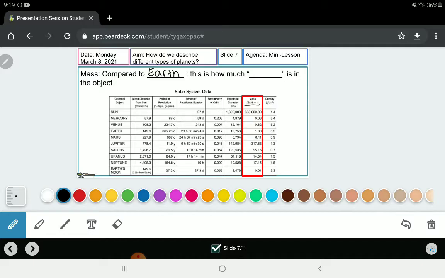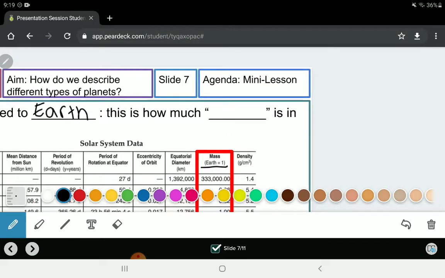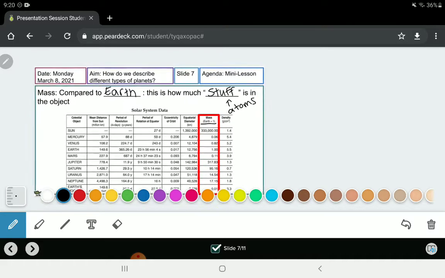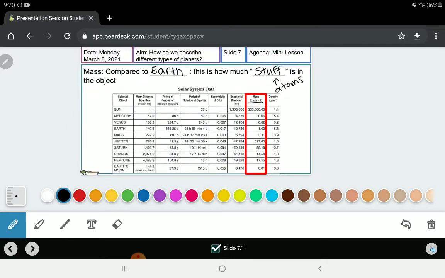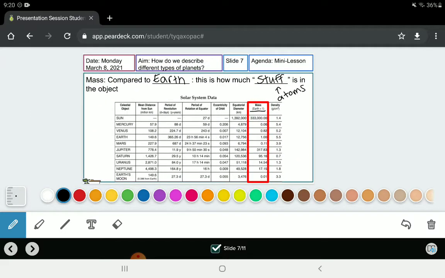And remember, mass is really just how much stuff is in an object. That stuff is, of course, atoms and other building blocks of matter. But to keep it simple, we're going to say stuff.